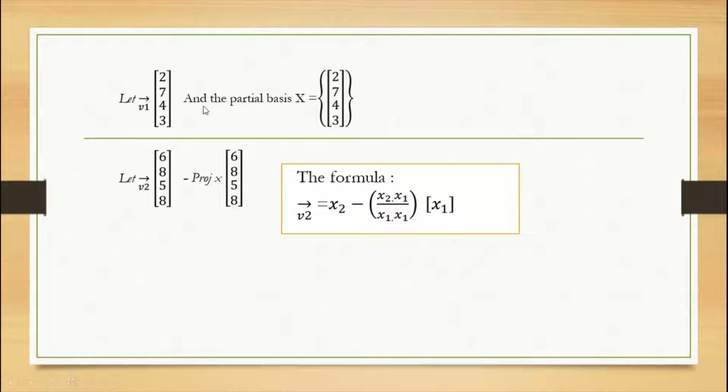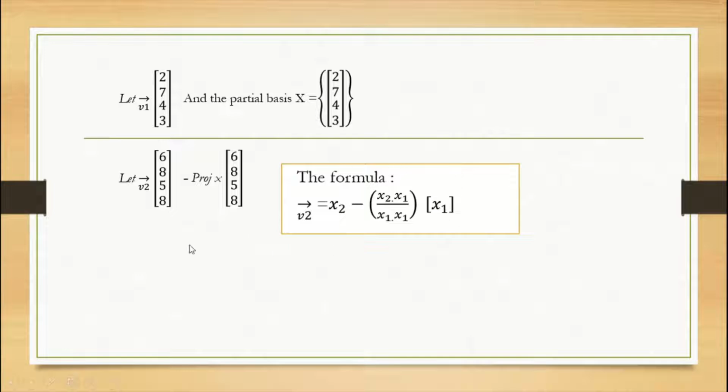Based on this, we got the partial basis x equal to 2, 7, 4, 3. We don't have to calculate for vector 1, and then we proceed to vector 2. We let vector 2, which is 6, 8, 5, 8, minus the projection onto x of 6, 8, 5, 8. To calculate this, we use this formula.